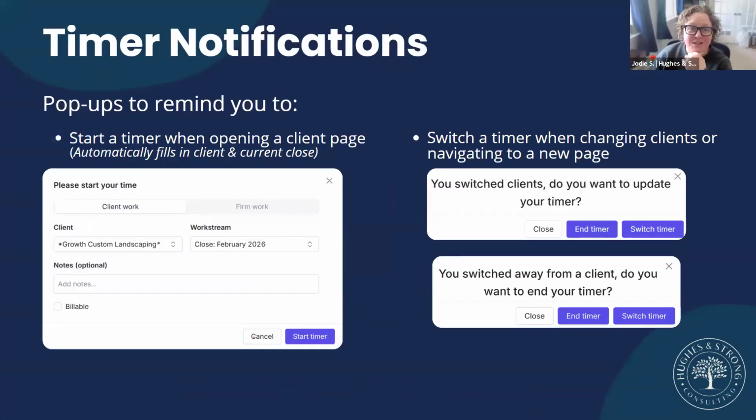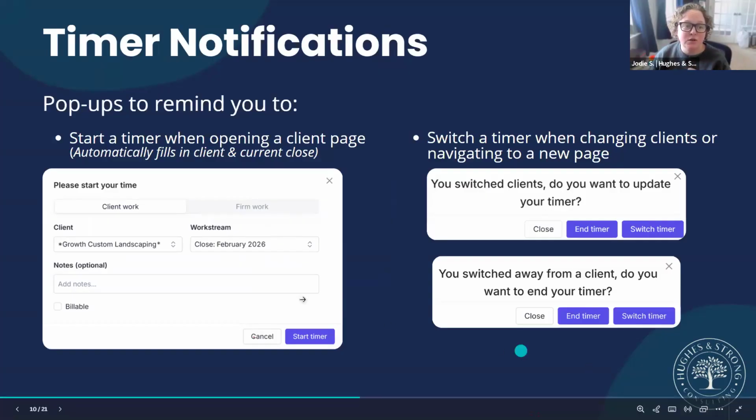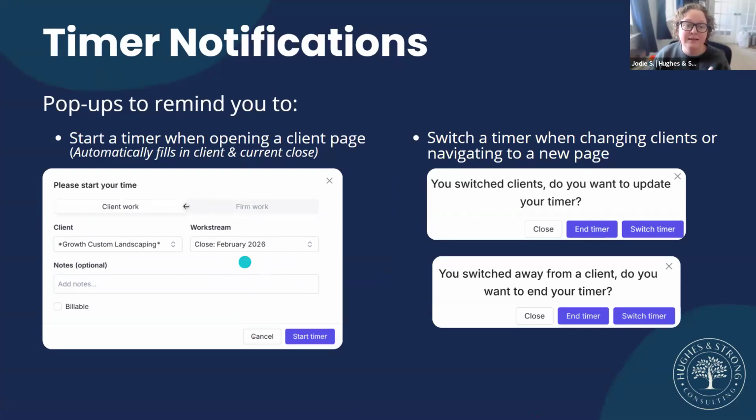All right, so those notifications that I mentioned, these are pop-up windows that lay over the top of whatever page you're on. When you first navigate from the client list into one of your clients, this pop-up will happen to prompt you to select a work stream, add notes, whatever it may be, and then start your timer. If you forget to stop the timer and you navigate to a different page, you will get one of these two notifications that says, hey, you switched clients. Do you want to switch your timer?